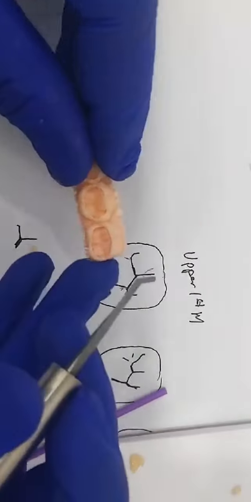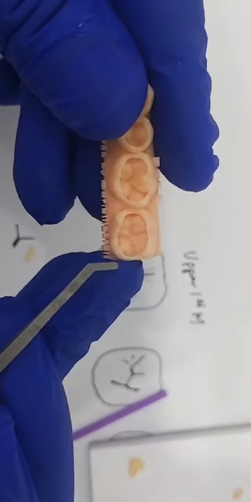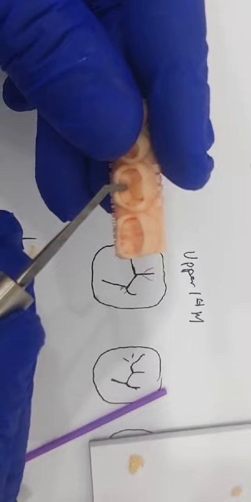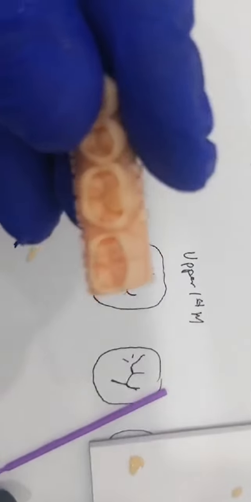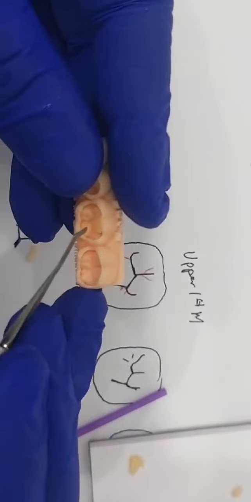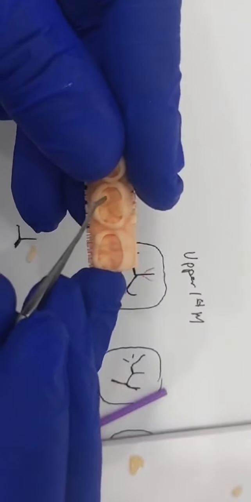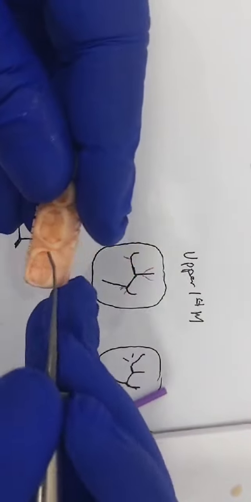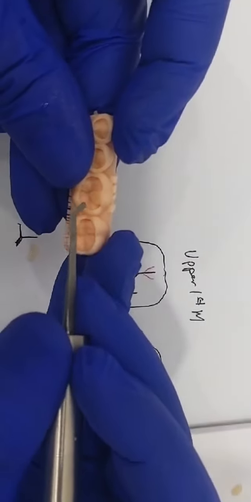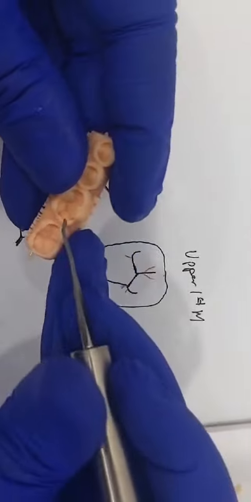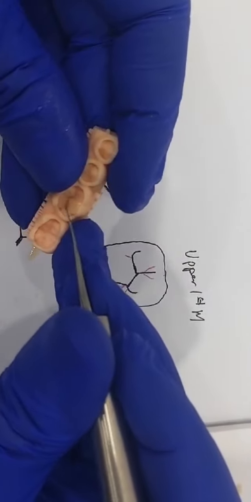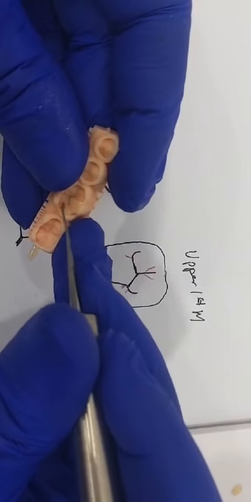So that mid-buccal cusp actually goes sort of wedged in between the two lingual. So it's slightly beyond the midway point of the tooth. And then we want to keep it quite small centrally. So I'm just going to push it a little bit more towards the middle there.